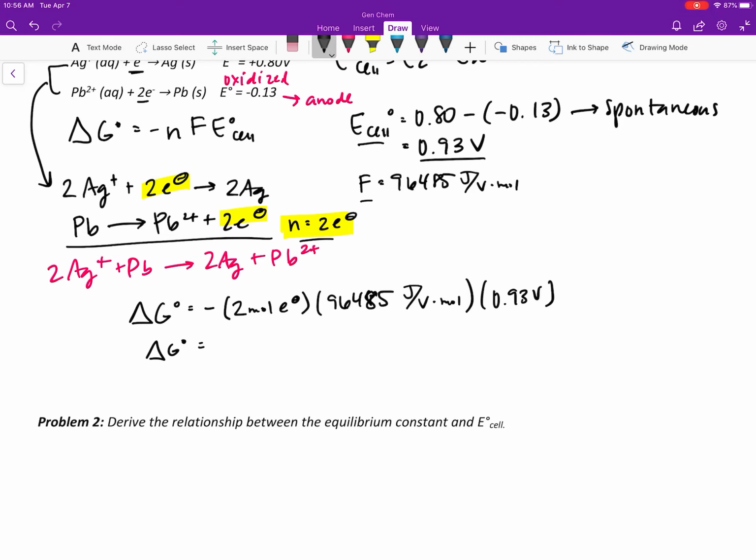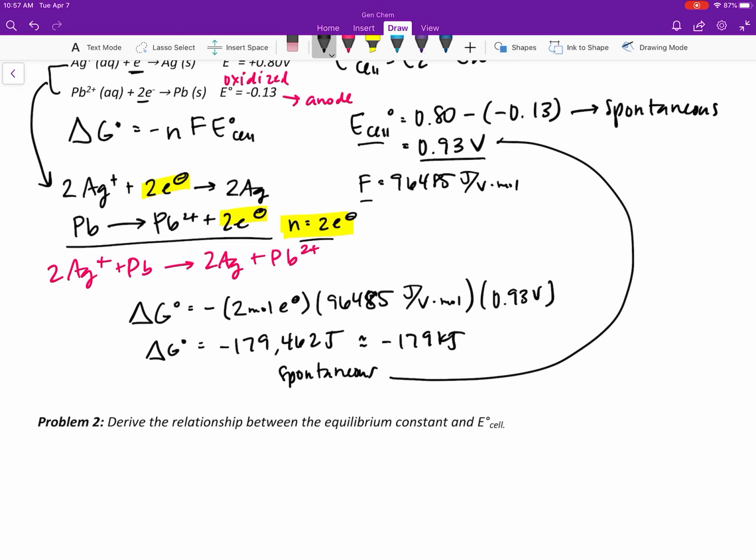So now I'm going to multiply 2 times 96,485 times 0.93, and I get negative 179,462 joules, which I can convert to kilojoules because that is a big number. And so this also agrees, and hopefully you made the prediction correctly, that delta G would have been negative because that's when the reaction is spontaneous in the forward direction. So the two should support each other, the positive E cell naught value and the negative delta G value.